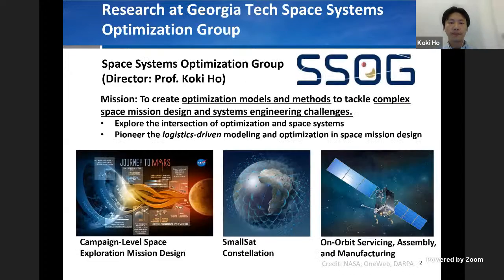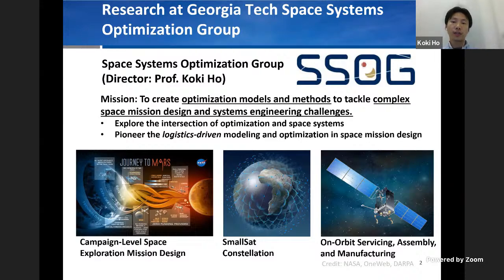Just to start with a brief introduction of my group at Georgia Tech. Like I said, I named my group the Space Systems Optimization Group. What we do is create optimization models and methods to tackle complex space mission design problems. Particularly relevant to today's talk, we have done some work that pioneered logistics-driven modeling and optimization in the space mission design field. What I mean by logistics-driven is to draw inspiration from what we do in terrestrial logistics and come up with methods to tackle the complexity in space missions.